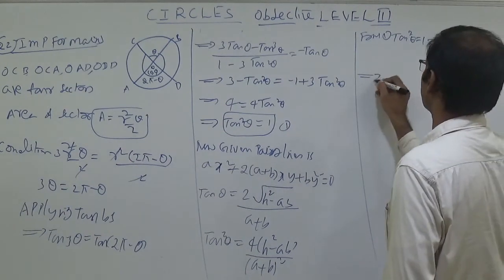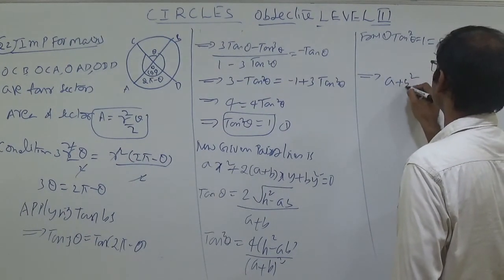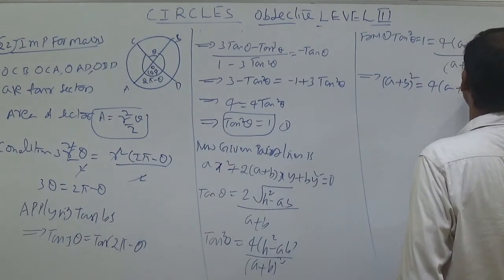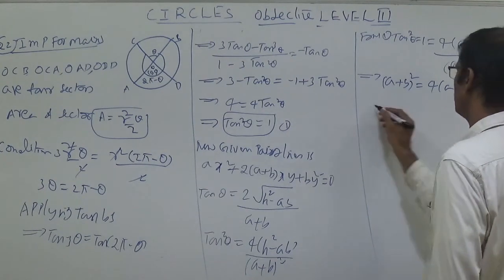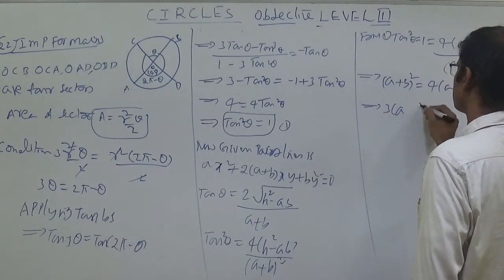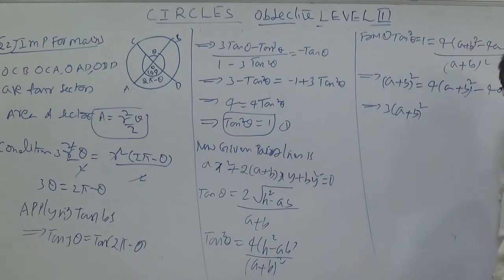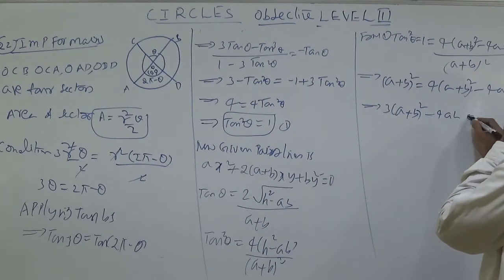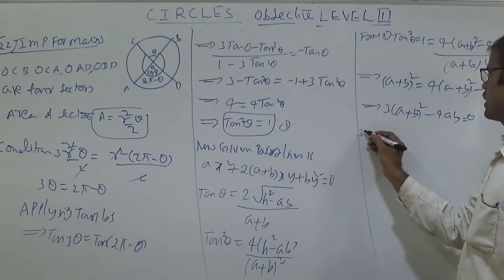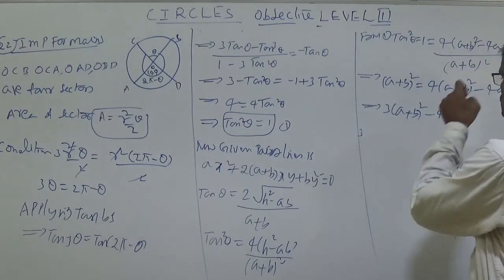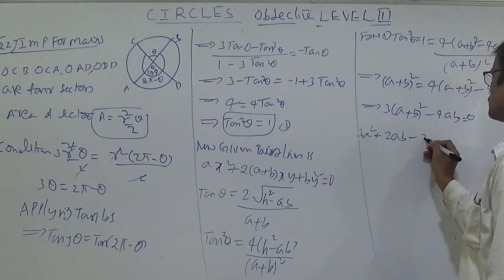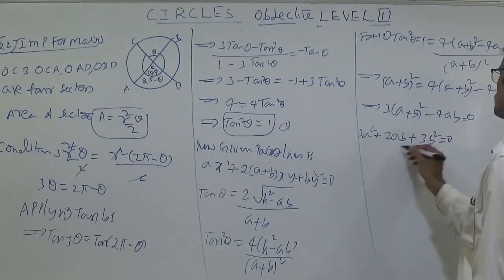Whenever it is 1, by cross multiplication, we can write (a plus b) whole square is equal to 4 into (a plus b) whole square minus 4ab. Taking (a plus b) whole square to this side, it becomes 3 into (a plus b) whole square minus 4ab is equal to 0. By expanding we get 3a square plus 6ab minus 4ab. So you can write 3a square plus 2ab plus 3b square equal to 0.